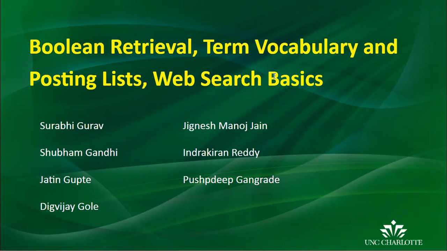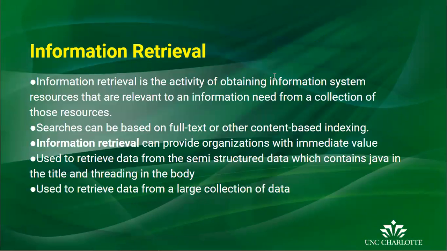Our goal here today is to help you understand the concepts of Boolean retrieval, term vocabulary and posting lists, and web search basics. To understand Boolean retrieval, first let me explain what information retrieval means. Information retrieval is extracting useful data from an unstructured database that satisfies an information need from within a large collection. The term unstructured data refers to data which does not have a clear, semantically obvious, easy-for-computer structure.